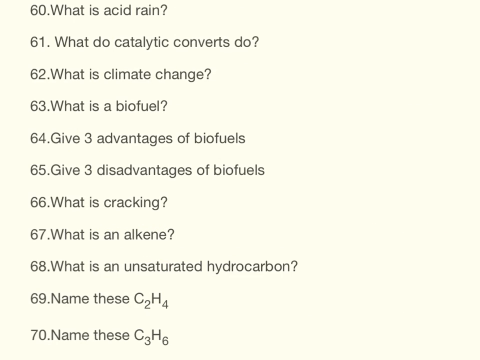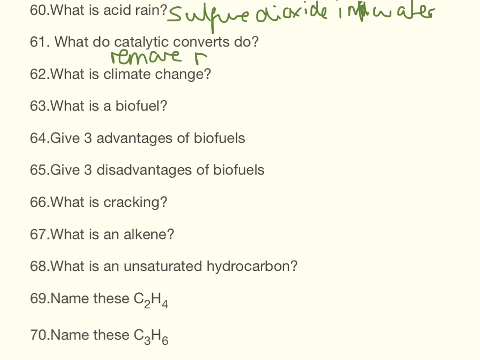Sulfur dioxide dissolved in water is what gives us acid rain. Catalytic converters remove some of the polluting gases from waste petrol. Climate change is the new term for global warming, because especially in the UK, our winters are getting colder and colder. So global warming doesn't accurately reflect what goes on in the UK, but climate change is just the changing climate due to the increased levels of carbon dioxide.